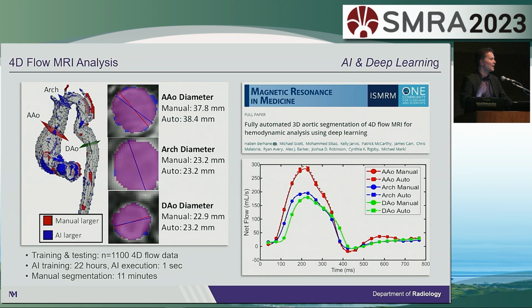You can see there's very good agreement between a manual segmentation, which took on average 11 minutes, and the AI-based segmentation, which really only takes 1 second per data set to perform. And particularly if you look at the flow quantification based on the 3D segmentation contours, they're very similar between the manual and the automated segmentation.